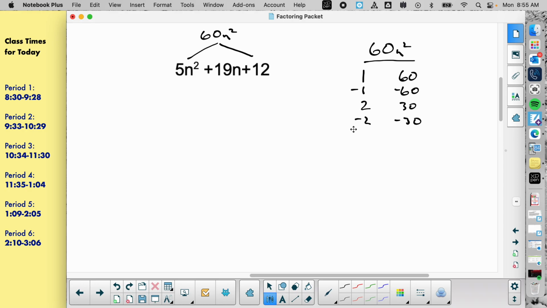Then 3. Does 3 go into it? Yes. Okay, so 3 and 20. -3, -20. Okay. 4? Yeah, 15. So -4, -15. 5, yep, because it ends in a 0. 12.